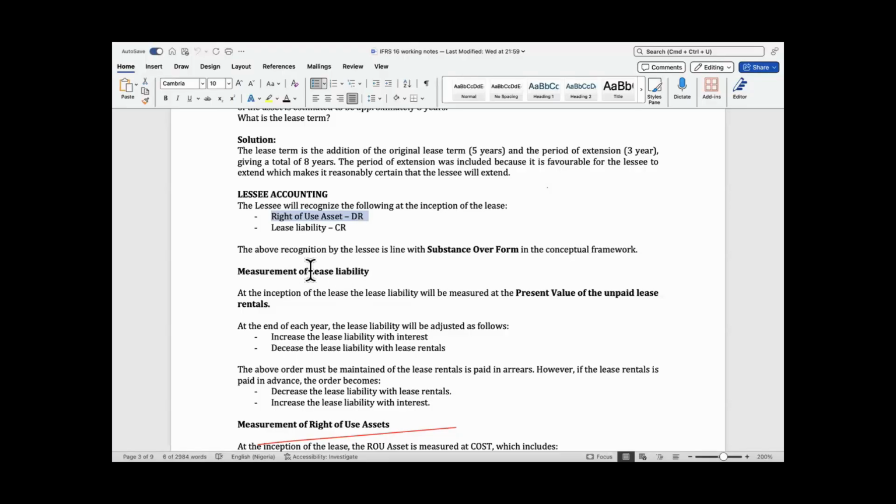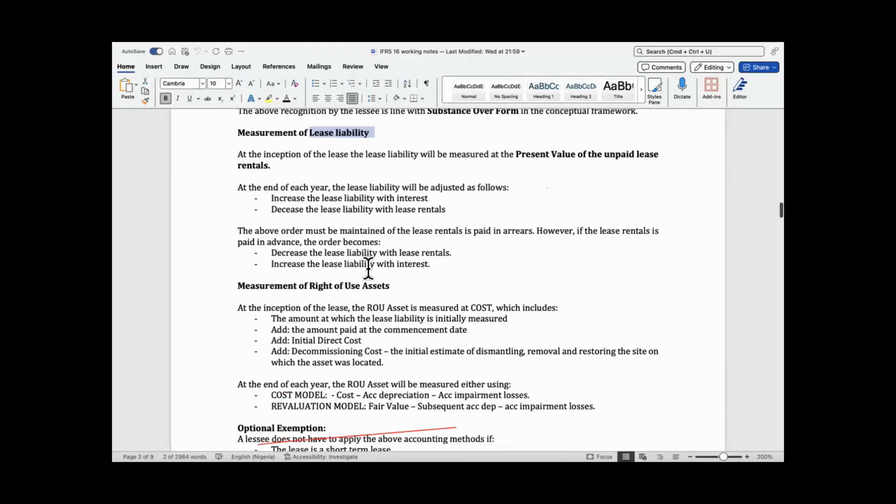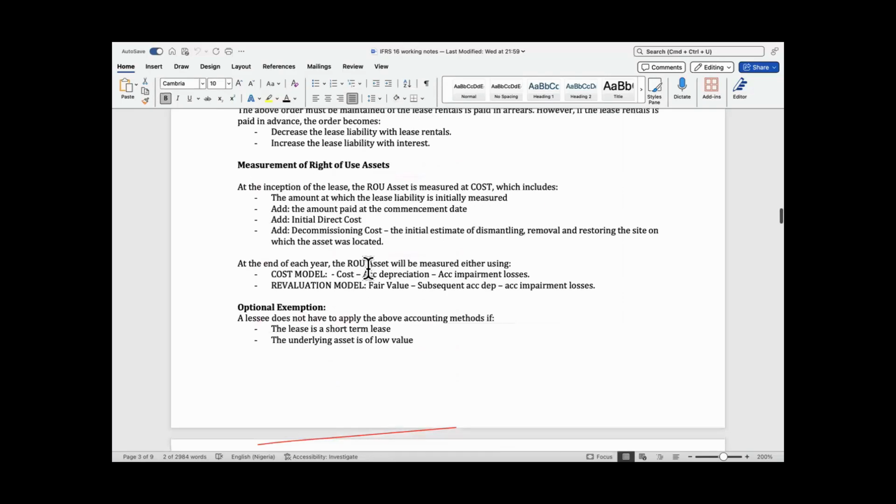For the lease liability, at the end of each year, we need to increase that lease liability with interest and then decrease it with lease rentals. And this order can change if the lease rental is paid in advance. For the right of use asset, at the end of the year, you're expected to depreciate the asset over its lease term.